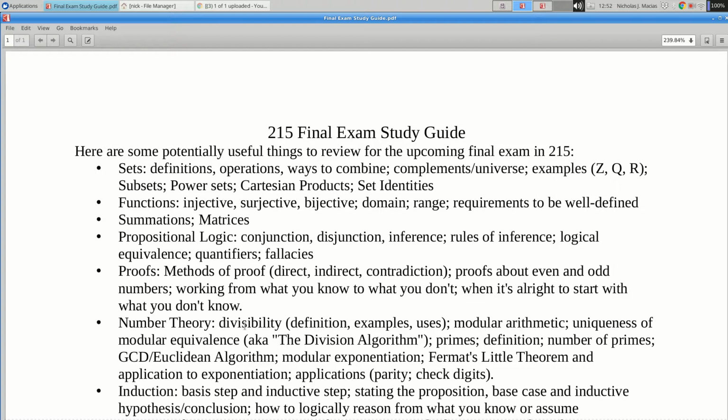All right, other questions? Can you go over proofs? Proofs, yeah. We just did some. Direct and indirect, yes. All right.